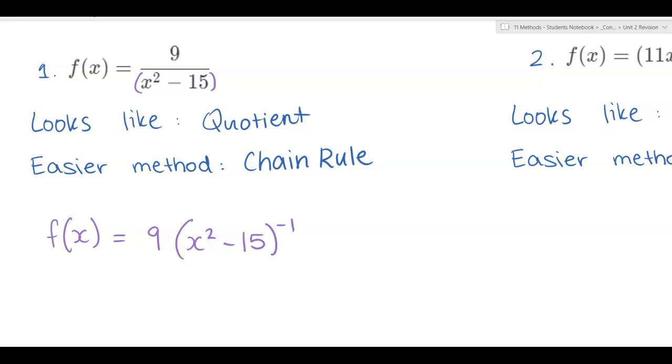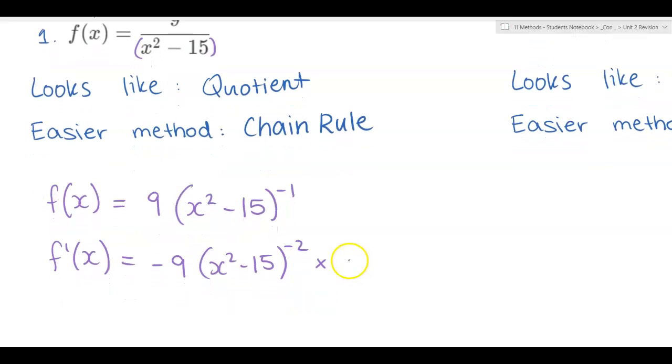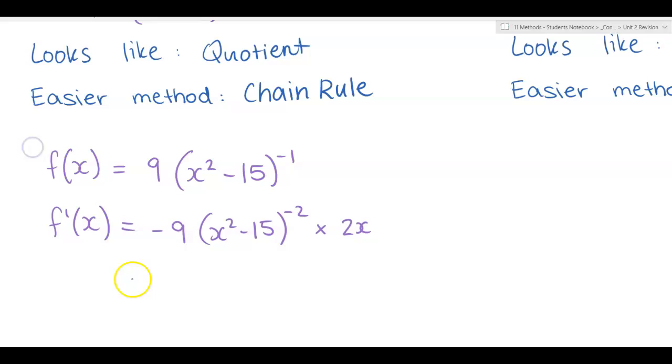So now when I look at that, I'm like, okay, well, f dash x equals, bring the power out the front, -9, keep the brackets the same, drop 1 from the power. We need to be careful with that. -1 minus 1. Good. Then what do I multiply by? 2x, why? Derivative of the inside. Now that power of -2, what is it attached to? Just the brackets, that's it. So we simplify this to -18x, that's -9 times 2x, all divided by x squared minus 15 squared.